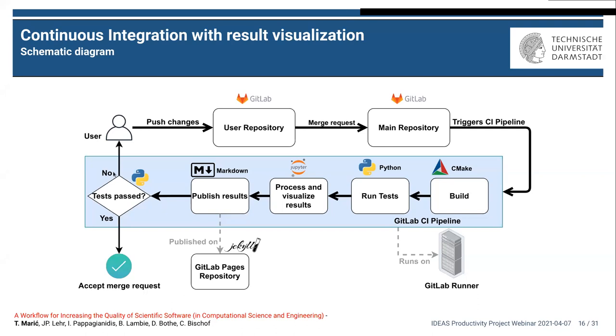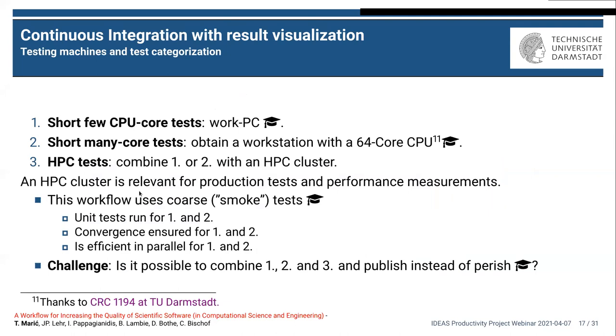So in order to do that, we need to figure out which testing machines we have available and how to categorize our tests. If we have scientific software where the CI takes literally 2 seconds on a single core, then we use really short few-CPU-core tests, and we use the workstation PC for that. If we have short many-core tests, and short in this case can be 24 hours or something, then we use a workstation with a 64-core CPU that we got within the collaborative research center.